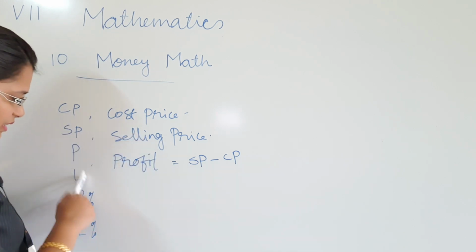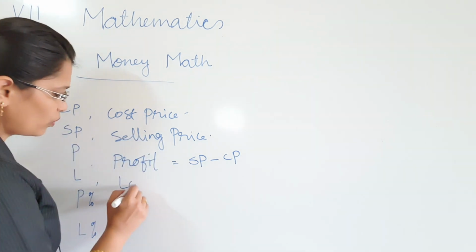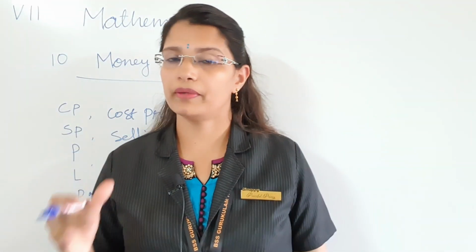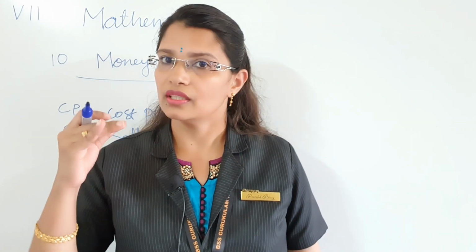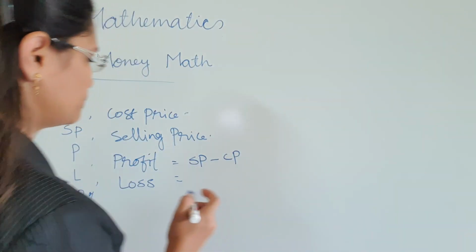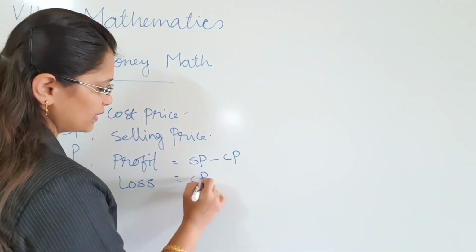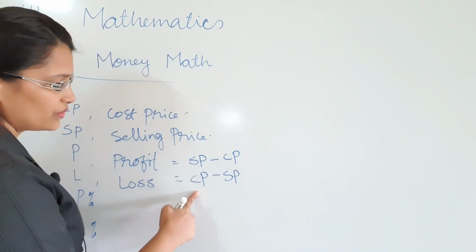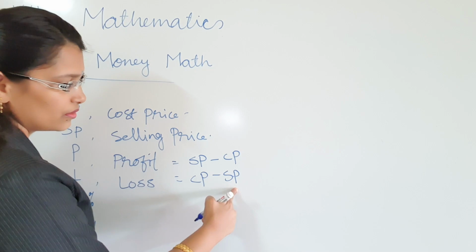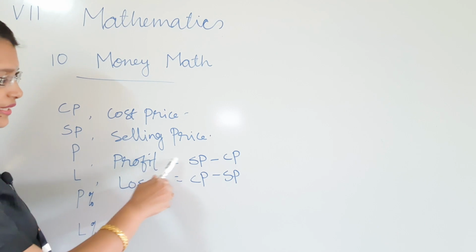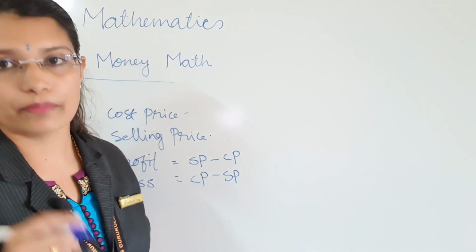Okay, then next is loss. What is this loss? The same case you can take, you bought the pen for 10 rupees and you gave it to someone for 5 rupees. So you lose 5 rupees, right? So that is called loss. So here loss is equal to cost price minus selling price. That is 10 rupees minus 5 rupees, which is equal to 5 you will get as loss, and here 5 you will get as profit.